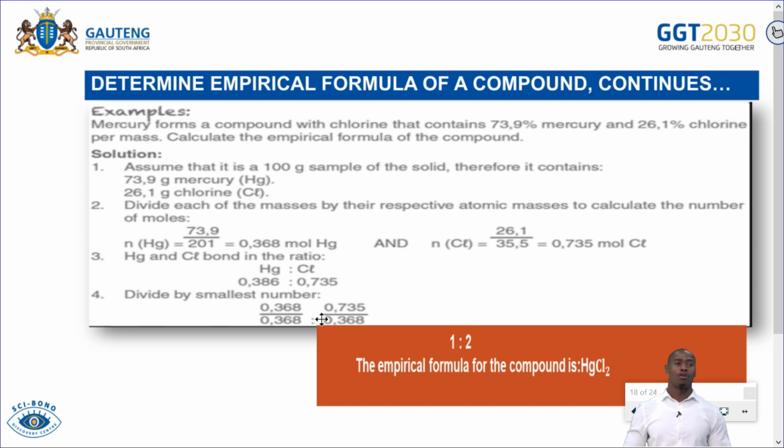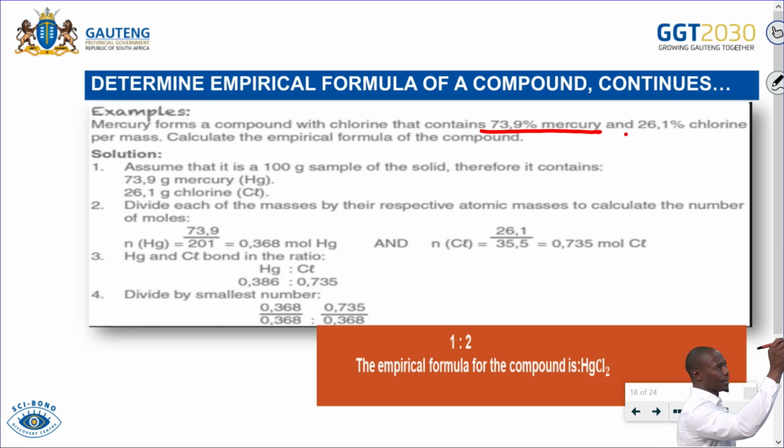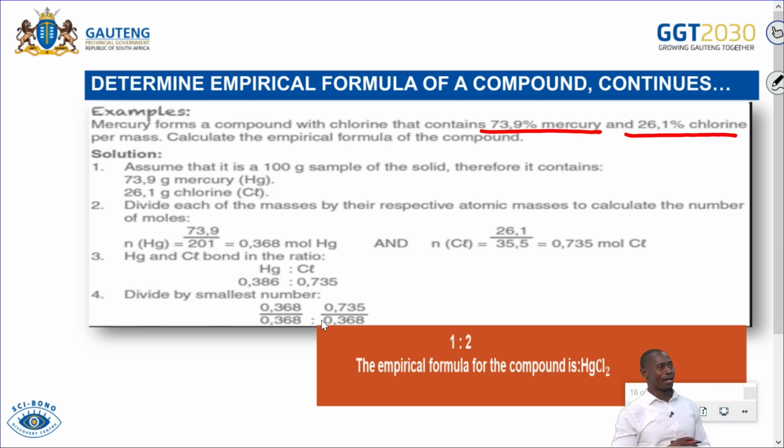So this is an example, right? Mercury forms a compound with chlorine that contains 73.9% mercury and 26.1% chlorine by mass. Determine the empirical formula of the compound, right? So first thing that we need to do, we are given the percentages. What is the percentage of mercury? It's 73.9. What is the percentage of chlorine? It is 26.1.